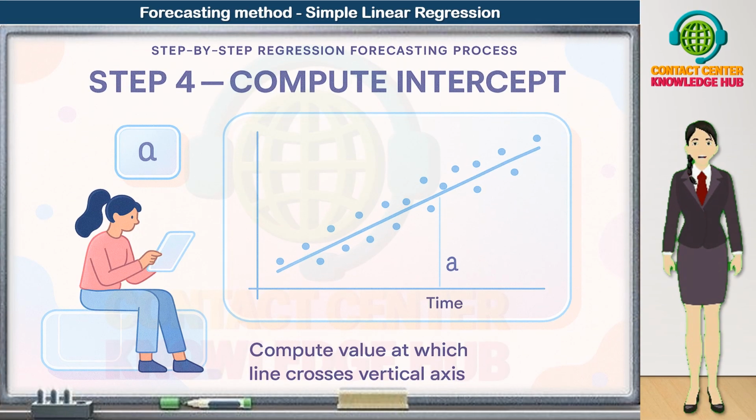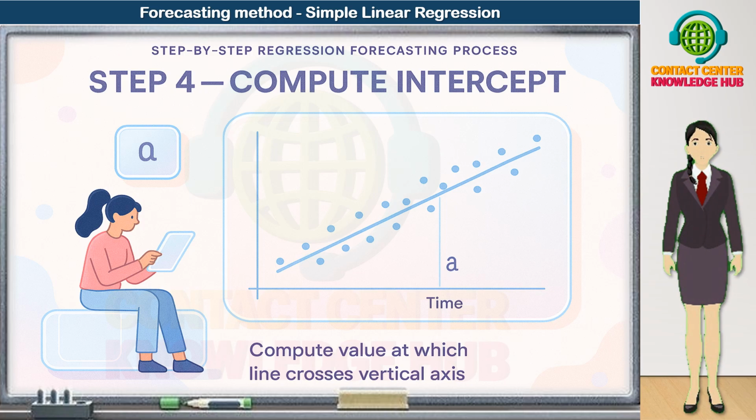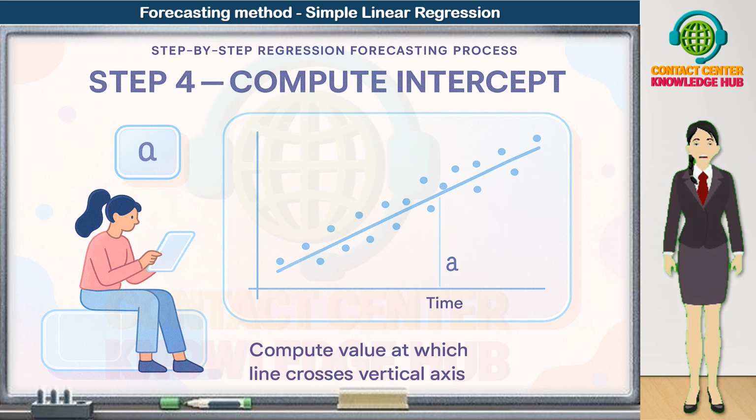Step 4. Compute the intercept, represented as A. The intercept is the starting point of our regression line. It tells us the expected value of the metric when the time index is 0. We calculate the intercept by combining the average of the metric, the average of the time, and the slope we computed in the previous step. Think of the intercept as the baseline level from which all future trend movements begin.